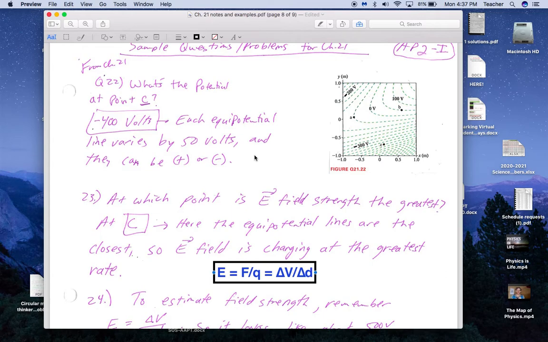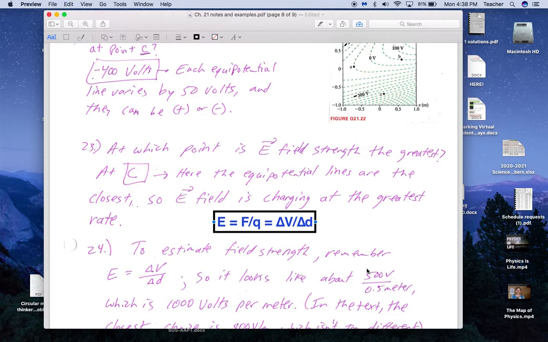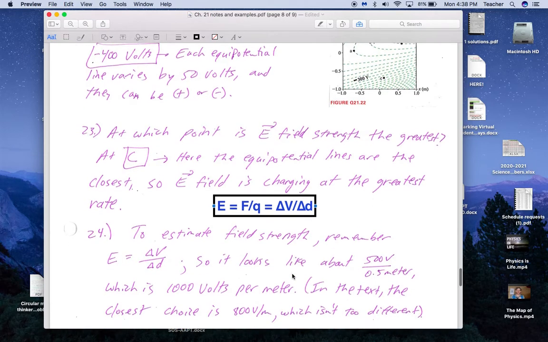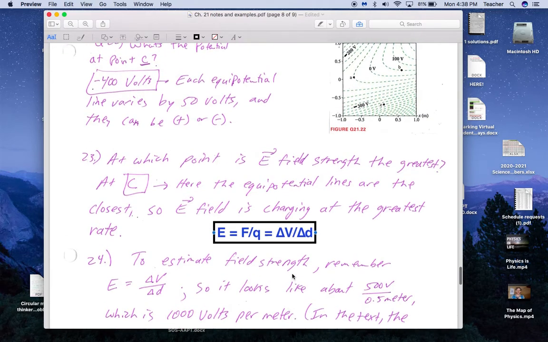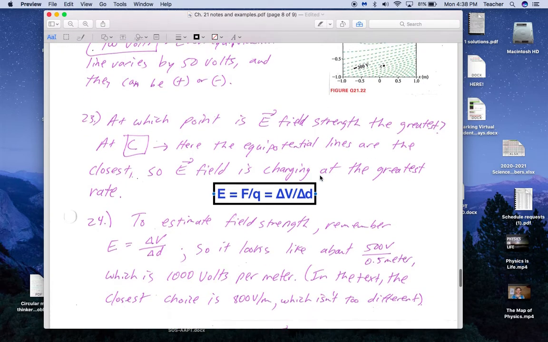This is asking again the approximate magnitude of the electric field at point C. This is kind of hard to think about, but if I look here, this is about 0.5 meters. I think I'm going through 1, 2, 3, 4, 5, 6, 9, 10. It seems like it's about 10 lines, which is 500 volts and about 0.5 meters, so it looks like about 1,000 volts per meter, maybe a little less. The text said 800 volts per meter, which makes sense because it's getting a little weaker up here, and then a very weak electric field here.